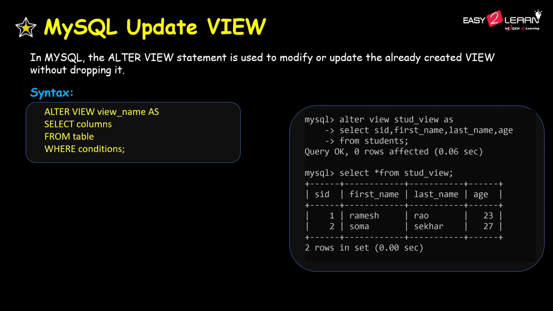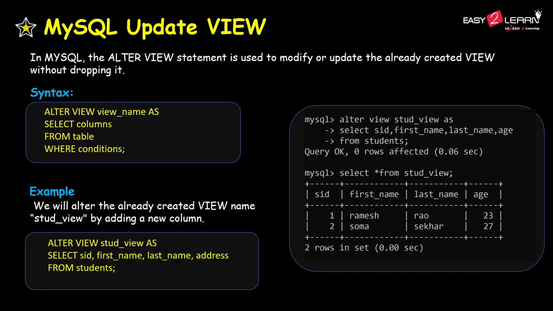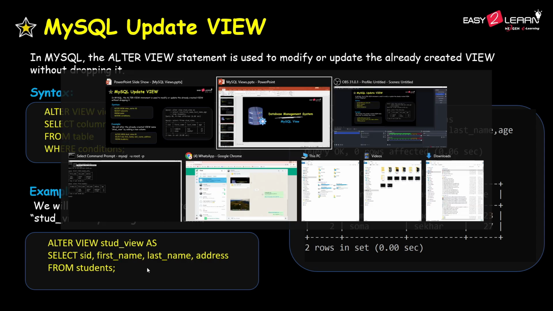In the last video, we created the view like CREATE VIEW student_info AS SELECT first_name, last_name and address from the student table. Now let's say we also want to include the age column in the view. We can update it using ALTER VIEW. So let's see. I'm going to open the SQL editor.